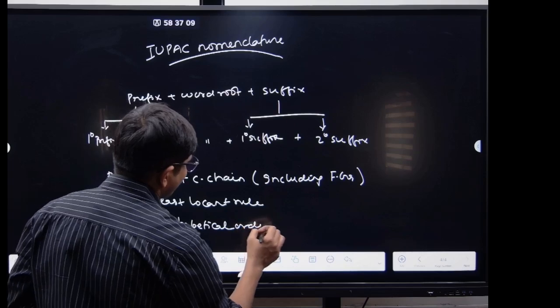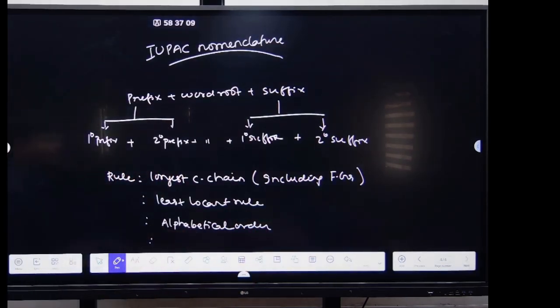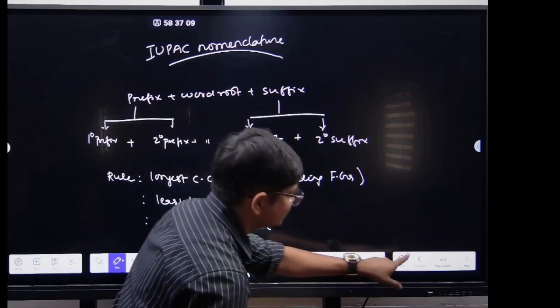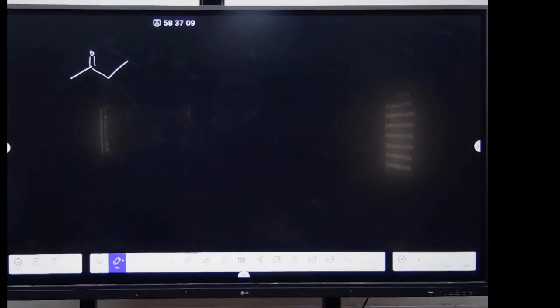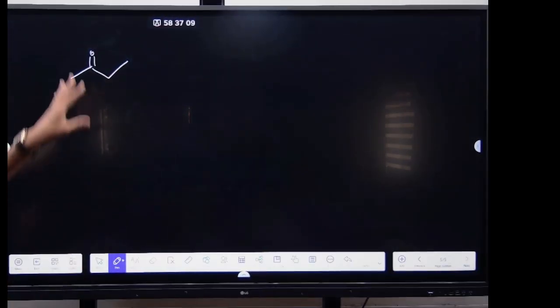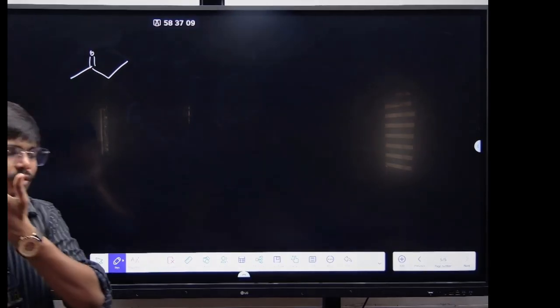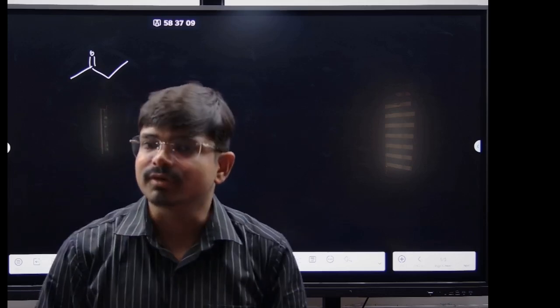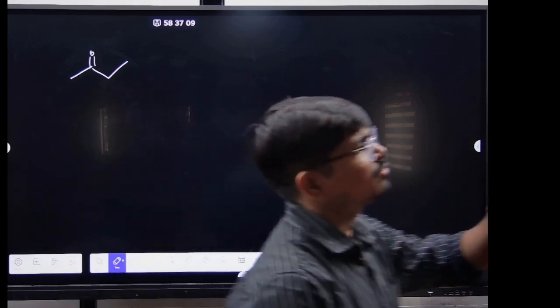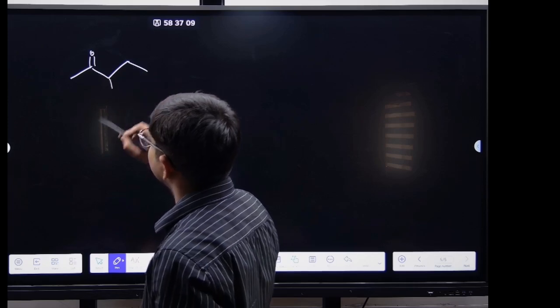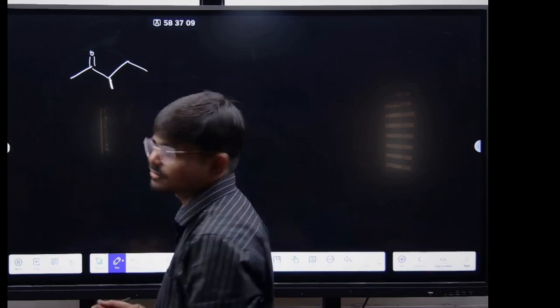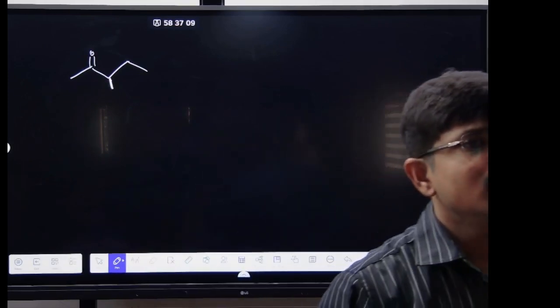Some different rules are there to write for a specific compound. I will tell you that later. For example, see, you have to write this name, right? Double bond, this one. Got it? So it is the ketone one. This is basically the compound of the ketone one. So what is the longest chain containing the functional group? First thing you have to look for the longest chain containing the functional groups. Let it be like this one. Got it? Then least locant rule.